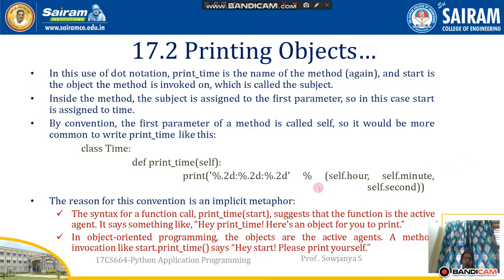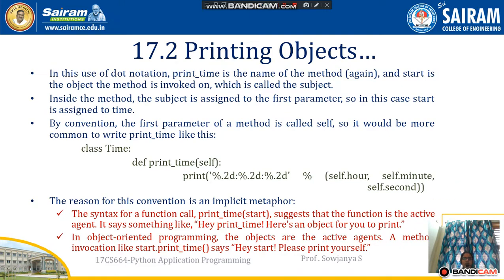All right. So the reason for this convention is an implicit metaphor. What is the reason for this kind of convention? We have two reasons here. The syntax of the function call print_time(start) suggests the function is the active agent. It says something like, print_time, here is an object for you to print.